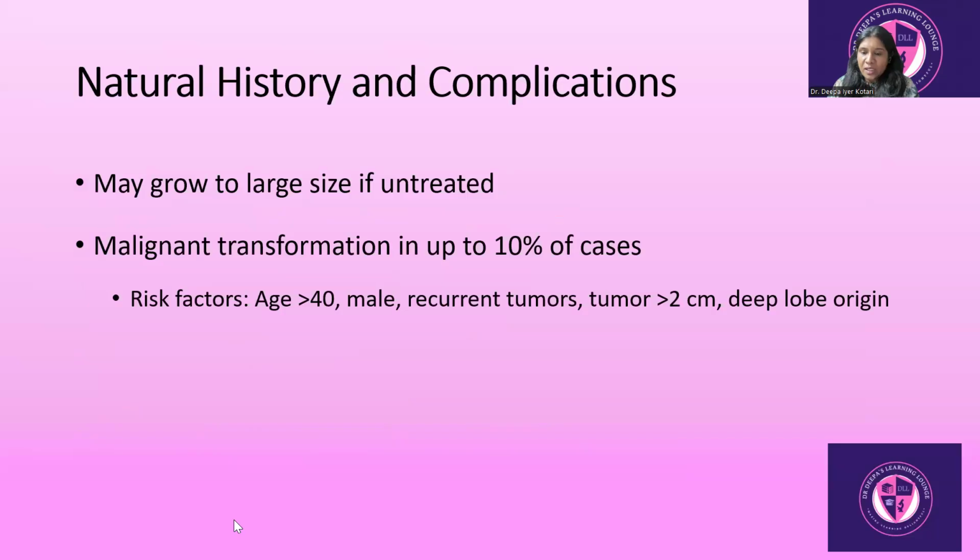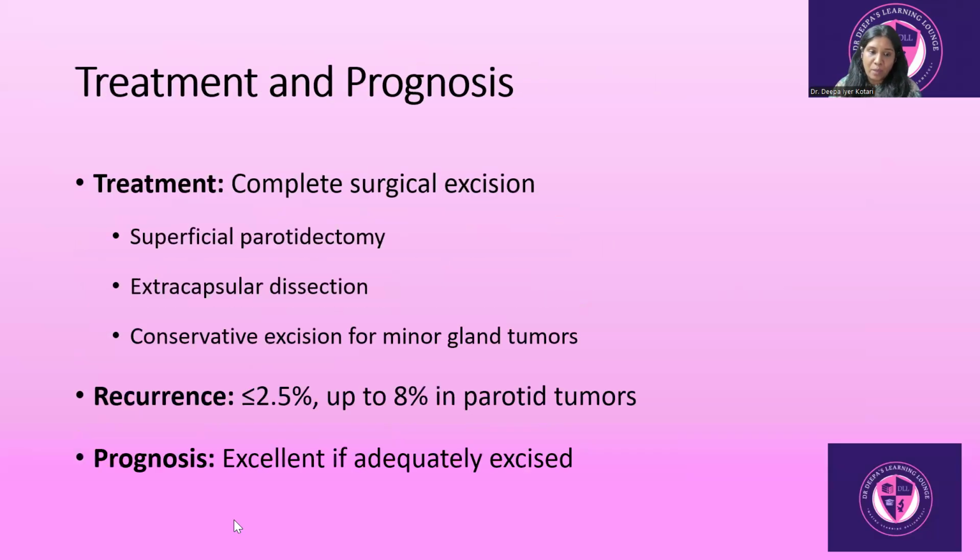So the natural history is although it is benign, pleomorphic adenoma is known to grow extensively and may undergo a malignant transformation. Long-standing tumors or those in older male patients are at a higher risk of carcinomatous transformation. And the malignant variety of pleomorphic adenoma is called carcinoma ex pleomorphic adenoma.